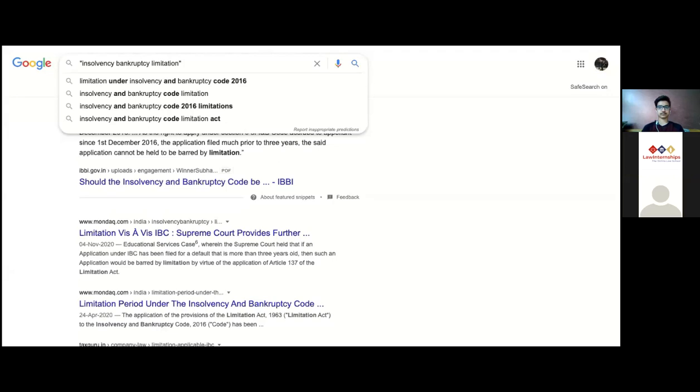So I think as far as search engines are concerned, we have more or less covered this. The third part, which I would say, is how to read a judgment.